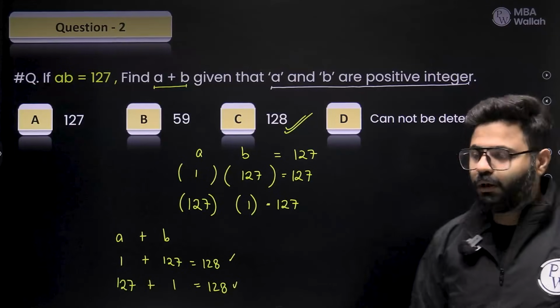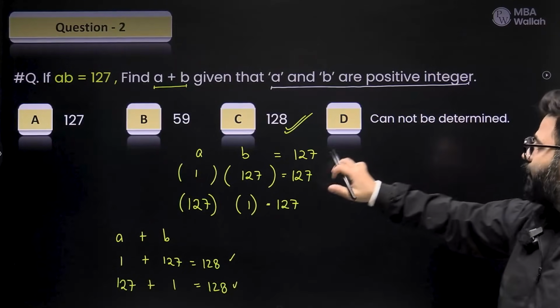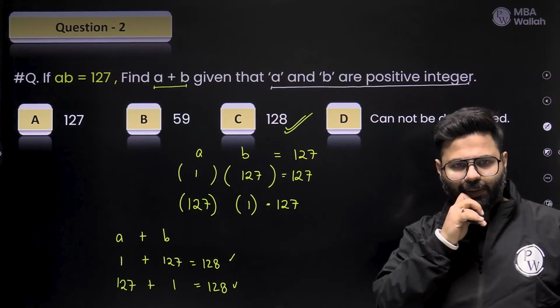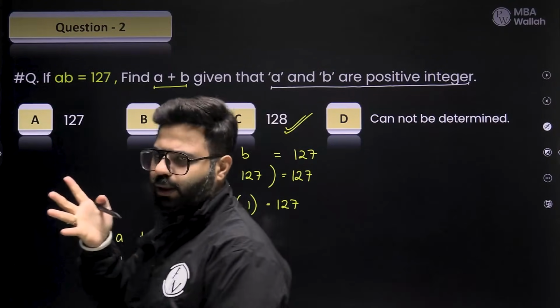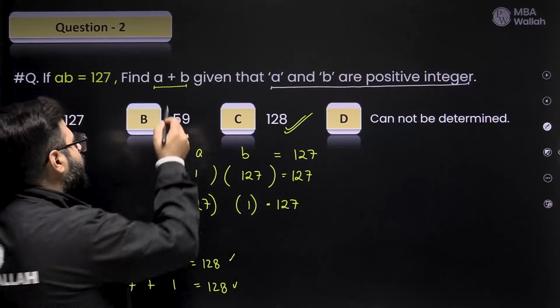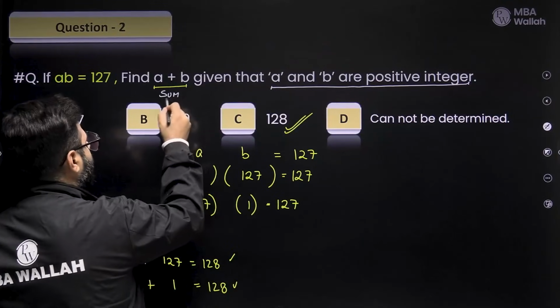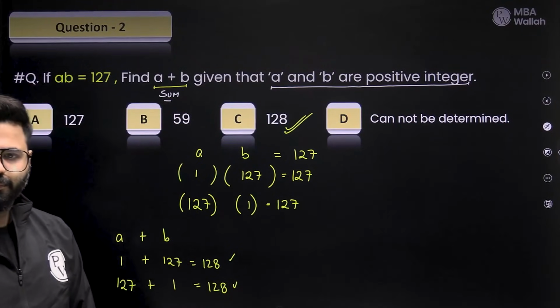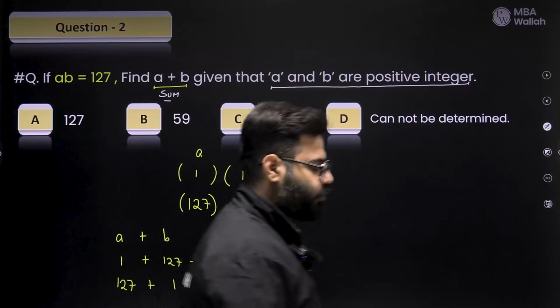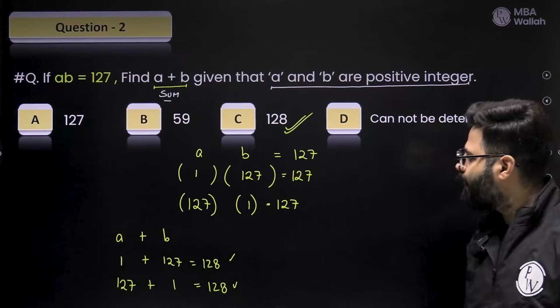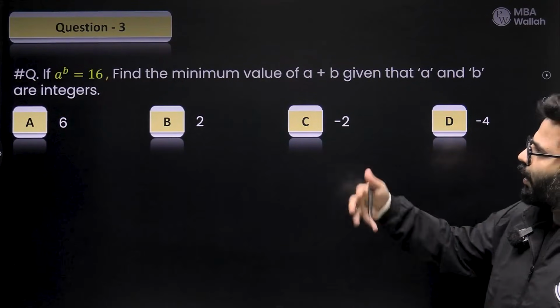Yes or no? So that's how things can be played. Yes, there were two options that can product to 127, but the sum of both the options is 128. And what you are interested in is the sum. So the answer is C, my dear friends. Right? Let's move ahead and talk about another such question.